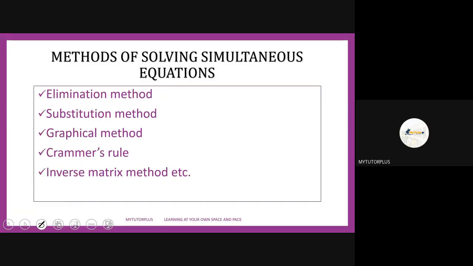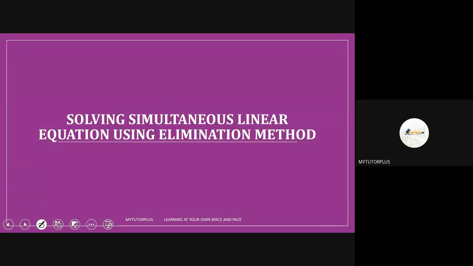Can I move on? Yes. So let's look into this now. We are going to start with simultaneous linear equations. You can solve a simultaneous linear equation using the elimination method. Are we good to go? Yes, sir. Now, let's start.